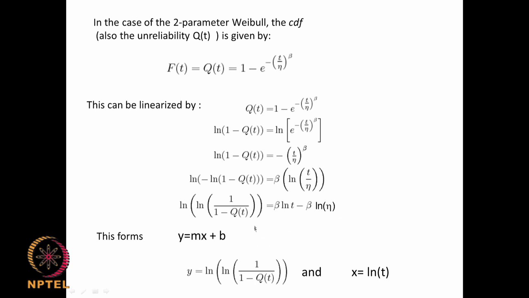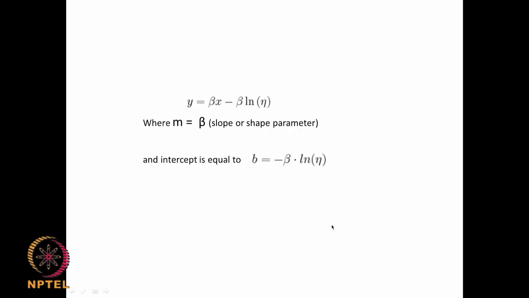The left hand side is y, t is your time, ln t is your x, so beta is your slope m, and this whole thing could be the intercept. So if I plot this as a function of ln t, I will get the slope as beta and the intercept as minus beta ln of eta, right.